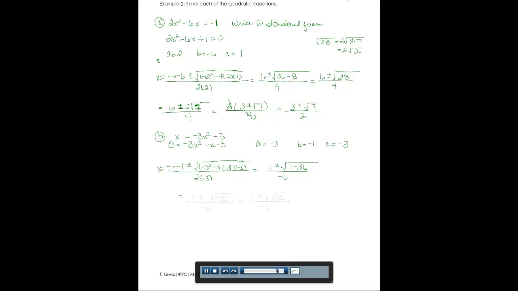Then we have here 1 plus or minus the square root of negative 35 over negative 6. What will our final answer look like? Because we have that negative here, you would say 1 plus or minus, I'm only focusing on the square root of negative 35 right now. That will be i square root of 35 all over negative 6. And there we go.